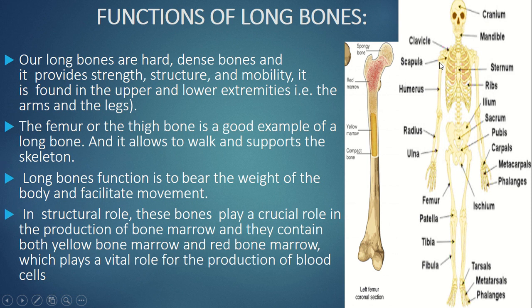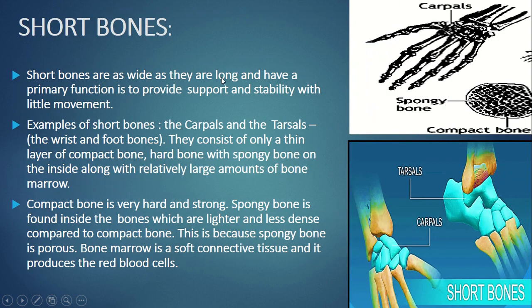So the long bones are the humerus, which you can see in the hand part, the femur and the tibia. These are the main three long bones present in the body. So next one is the short bone. The second type is the short bones. The name says that they are very short.